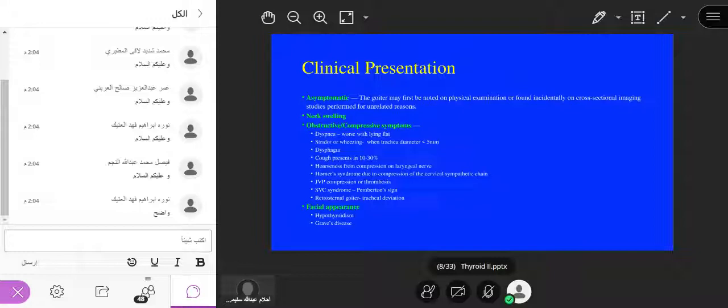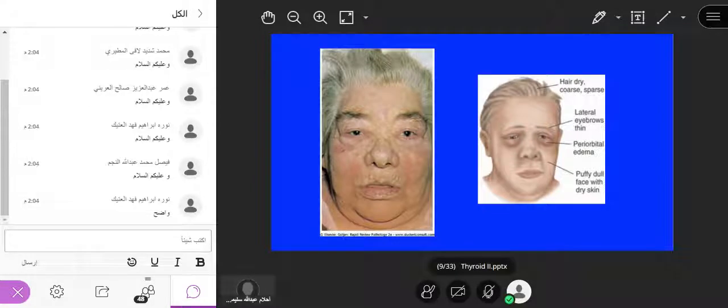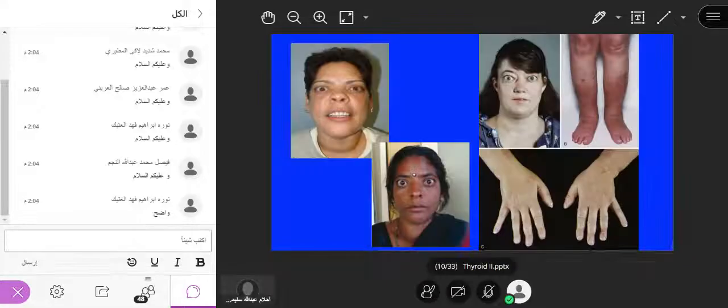You also need to examine the patient for the facial appearance of hypothyroidism or Graves' disease to help narrow your differentials or the cause of the goiter. This is the facial appearance of a patient with hypothyroidism: dull face, dark, dry, thickened skin, and edema around the eyes. And this is a patient with Graves' disease. I can see in this patient she has exophthalmos, periorbital edema, Graves' ophthalmopathy.